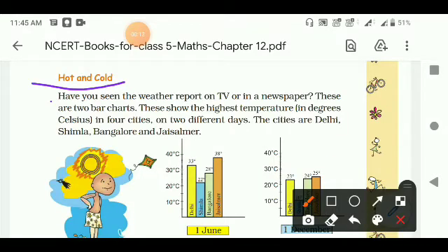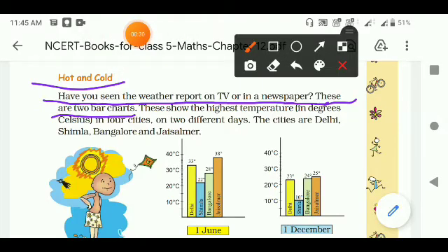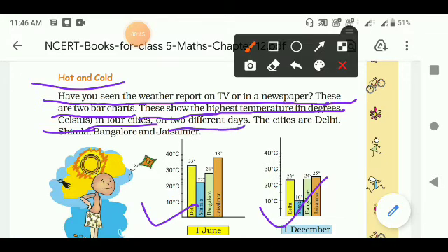Hot and cold. Have you seen the weather report on TV or in a newspaper? These are two bar charts. Here you can see two bar charts. The first one is of the month of June and the second one is of the month of December. These show the highest temperature in degrees Celsius in 4 cities on 2 different days. The cities are Delhi, Shimla, Bangalore and Jaisalmer.